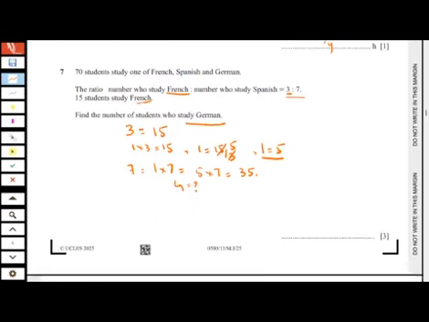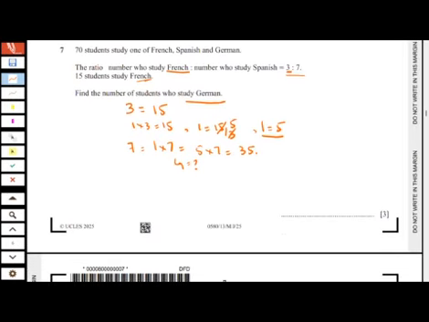For this, we have the total number of students, that is 70. So French plus Spanish plus German is equal to 70. French students are 5, plus Spanish students are 35, plus Germans are, we have to find the value of German, equal to 70.